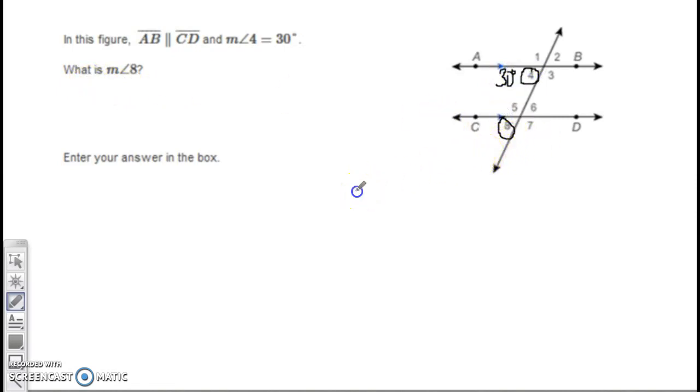Alright, so we need to figure out if this is one of our angle pair relationships. And this one is. 4 and 8 are same side, skip an angle, so those are corresponding angles. They kind of match up with the yellow circles down here. So 4 and 8 are corresponding angles. And because they're corresponding, we know that they are congruent. So since angle 4 is 30 degrees, angle 8 is also 30 degrees.